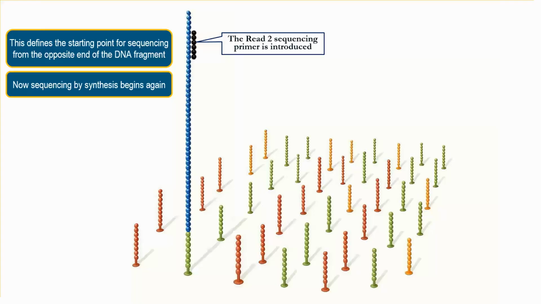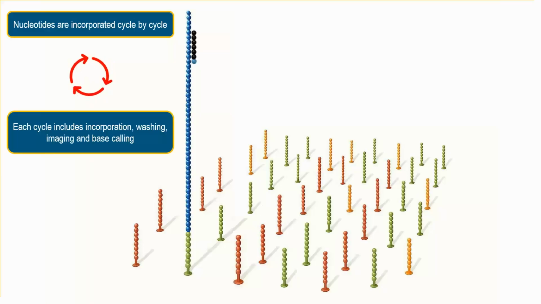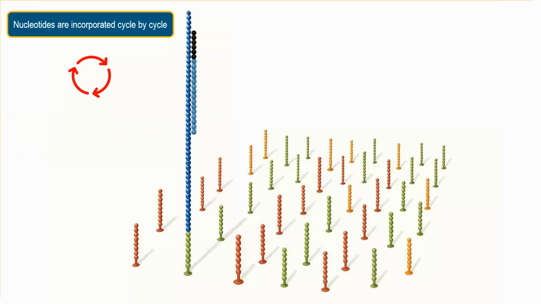Now the sequencing by synthesis begins again. Nucleotides are incorporated cycle by cycle just like read 1. Each cycle includes incorporation, washing, imaging, and base calling. Following the same sequencing by synthesis chemistry as read 1, this generates read 2, which sequences the DNA fragment from the opposite direction. Now let's take a closer look at sequencing by synthesis and how imaging and detection work.